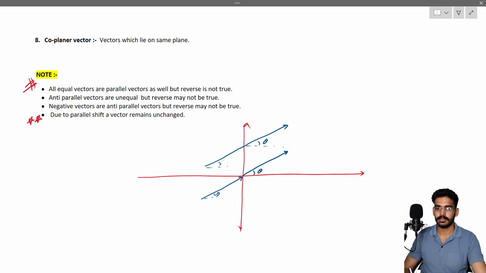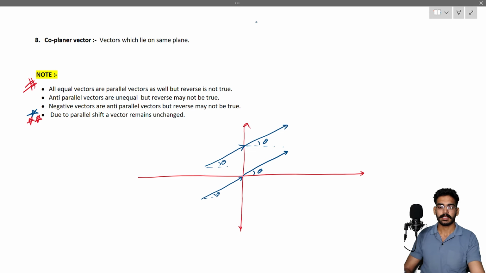So this property is telling me due to parallel shift a vector remains unchanged. So I can parallelly shift it from here to here. That we use. It is very useful property and it is very important property also. So you have to remember this. This is how you shift. You can shift from here to here or here to here, anywhere. That's your property. But you should not change its direction and you should not change its magnitude. And then you can parallelly shift it.